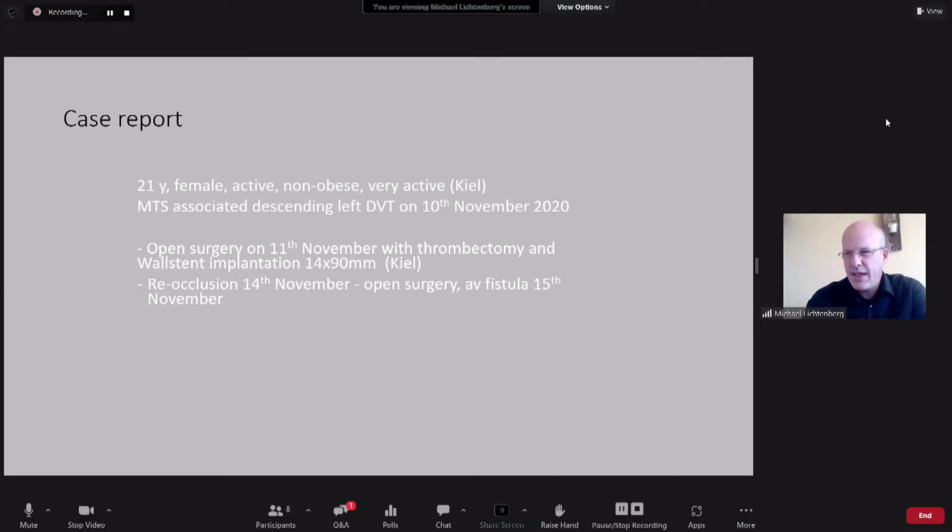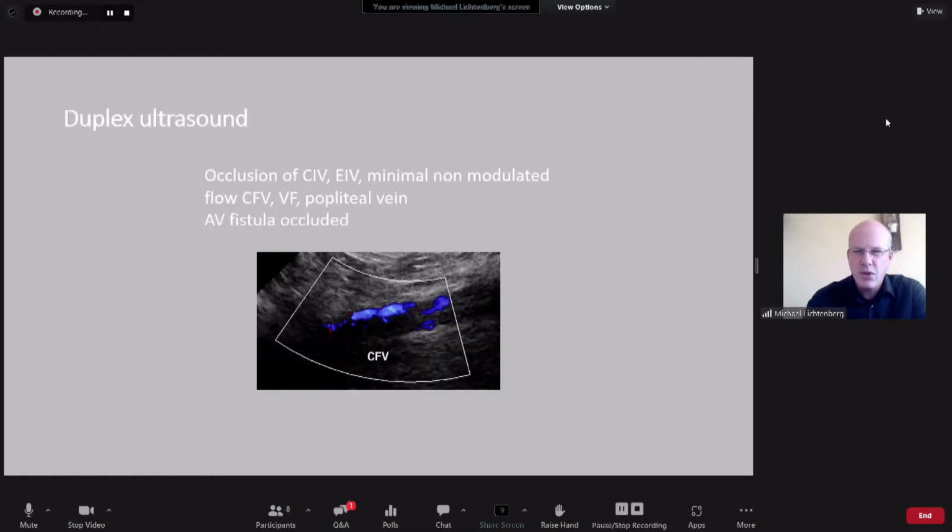Again open surgery, and an AV fistula was performed. Unfortunately, reocclusion again on the 19th. So they decided at this time to take a conservative approach. The patient was still very painful, with swelling and a lot of claudication. Then they decided to send this patient to our center on the 14th of December. She had a massively swollen leg and venous claudication. Everything was reoccluded, including the profunda vein, the femoral vein, and of course the AV fistula.